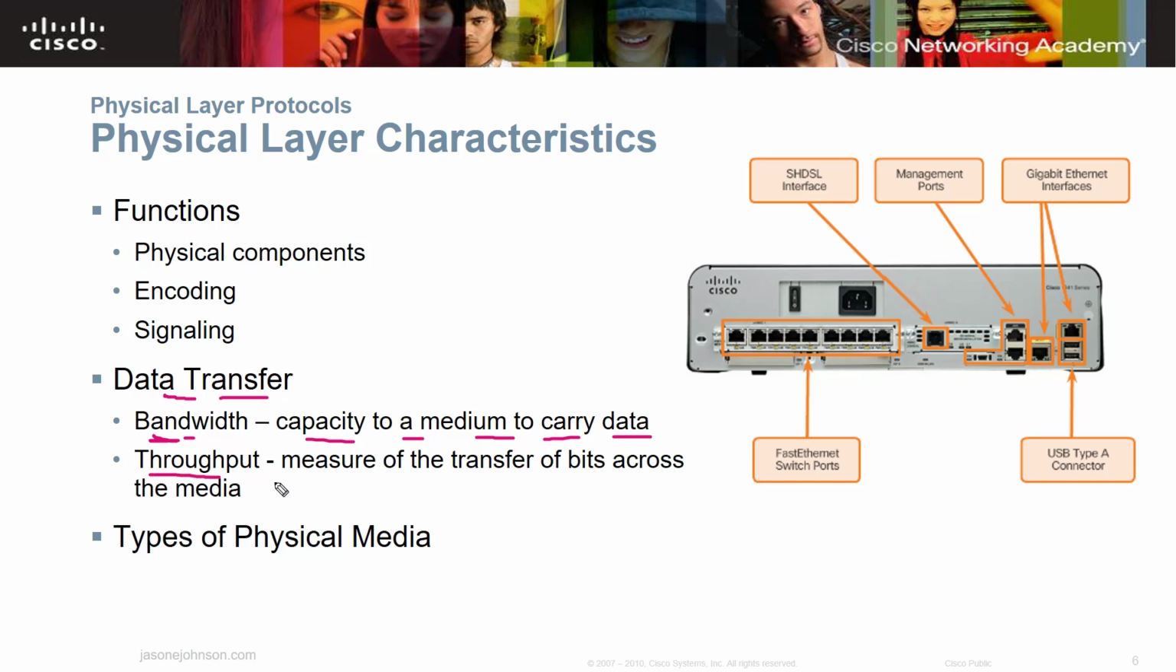Now your throughput is a little bit different. That's the measure of the transfer of bits across the media. So your bandwidth is how much capacity you have. Your throughput is the actual measure of the transfer of bits. That's the actual throughput of the data that's actually being sent through. Now you have different types of physical media. Again, you have Ethernet. You have different ways to connect, and you want to look those up in your reading as well. We're just going to briefly touch on those here.